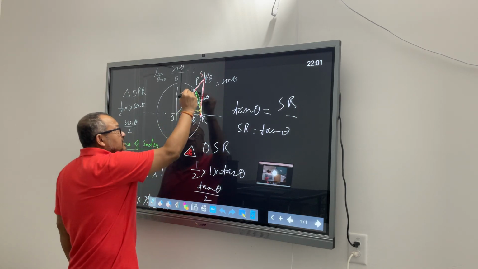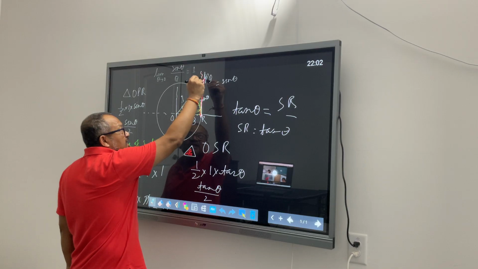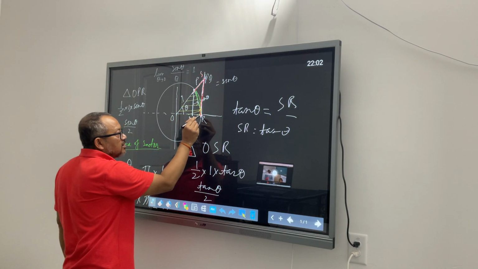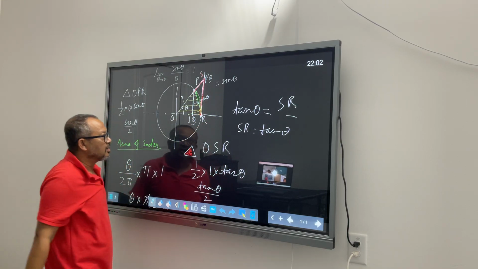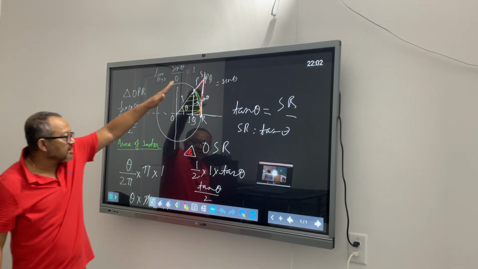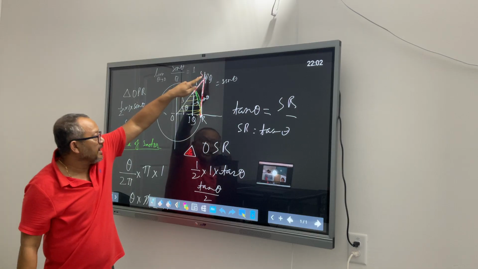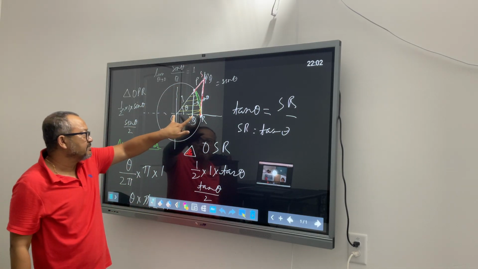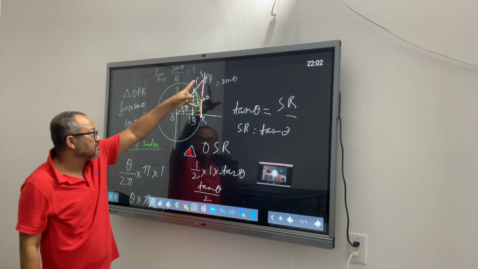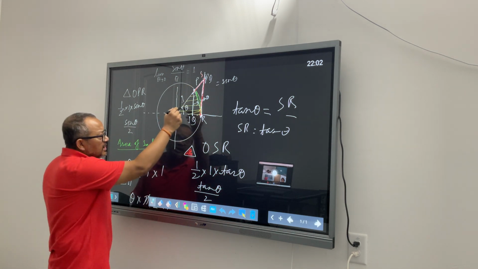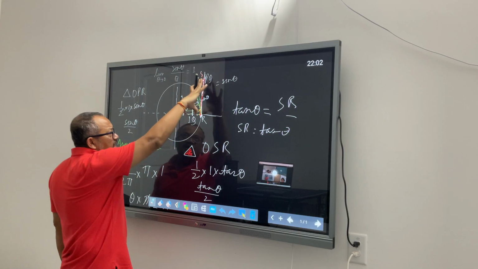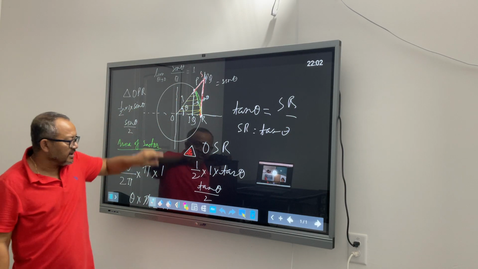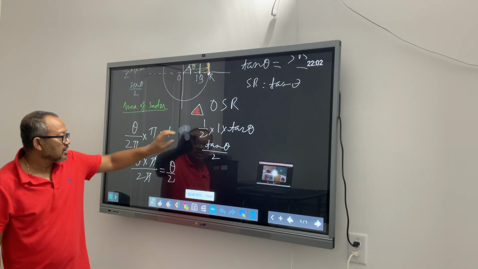Now we extended this OP to a point from where it is perpendicular to the end of this, this point R, and that became a triangle OSR, and we tried to find the area. To find the area of the triangle we need base and height. Base is known, height is what we are trying to find, and we tried relating that with the angle theta. So this height came as tangent of theta. So this triangle's area is tan theta over 2.